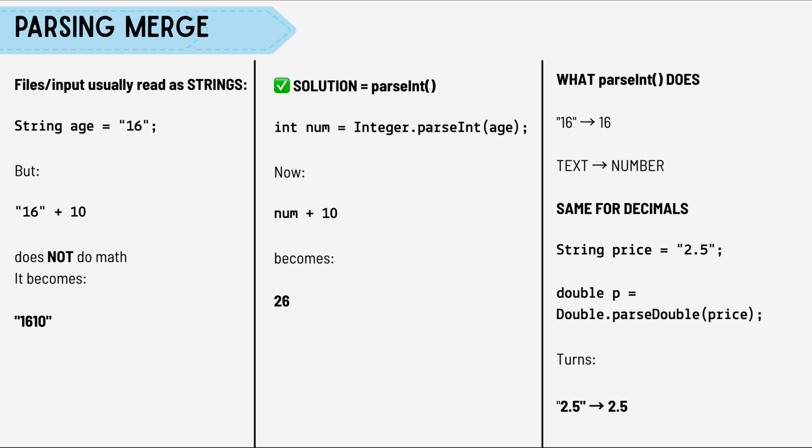Now parsing. This is what I was talking about when I said file input usually reads the files as strings. So String age would be 16. If I wanted to add 10 to the age, it was just going to be 16 and 10 using concatenation. But then parseInt actually turns the input from the file, as a string, into a number. So 16 turns into 16 as a number. Then we can actually add, giving us 26. Same goes for decimals over here. 2.5 in quotes would become just 2.5.